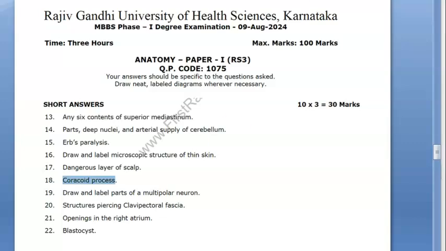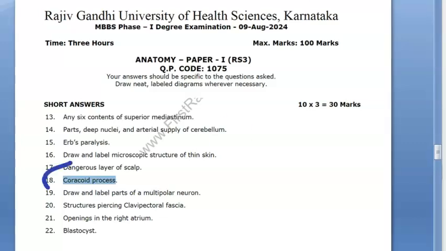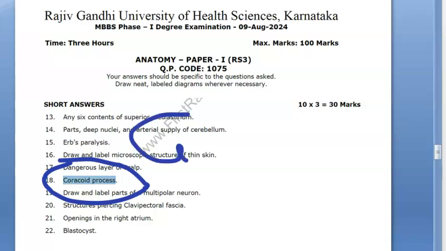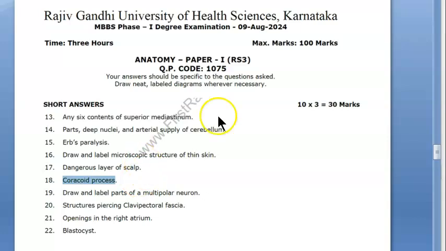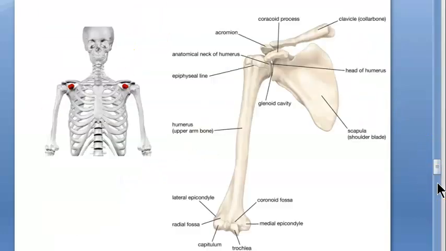So here they have asked for 3 marks the coracoid process. Okay, so where do you see this? This is anatomy theory paper, final MBBS first year. So coracoid process, they're asking for 3 marks. This will be in the scapula. Okay, so this is an upper limb question.